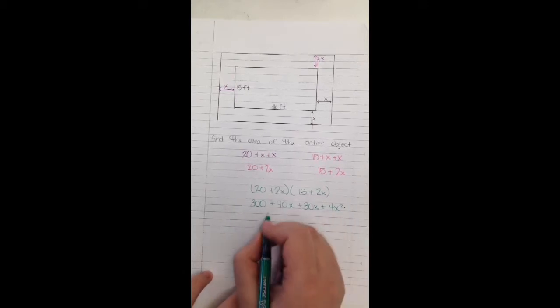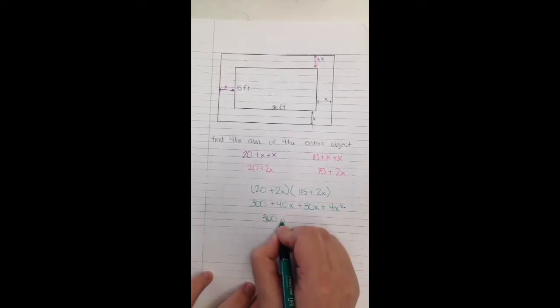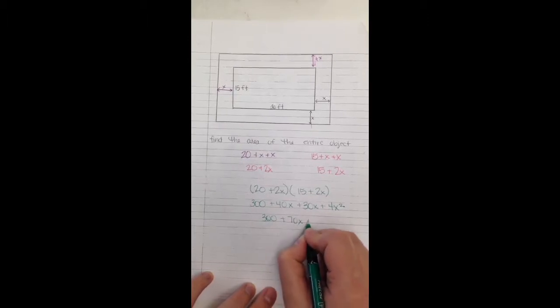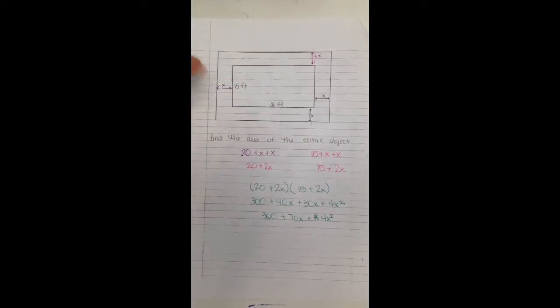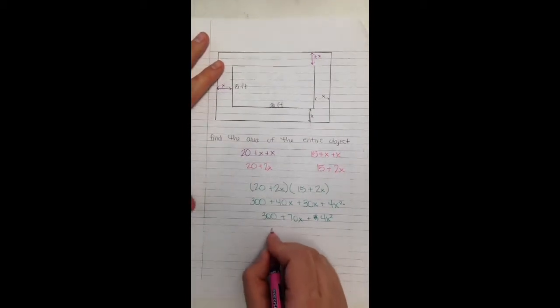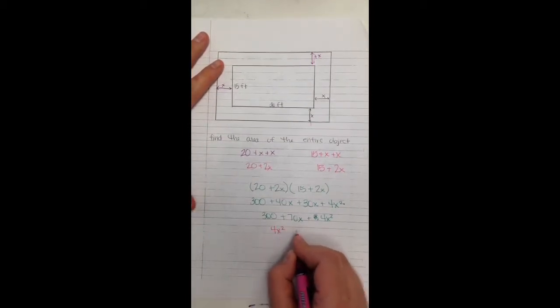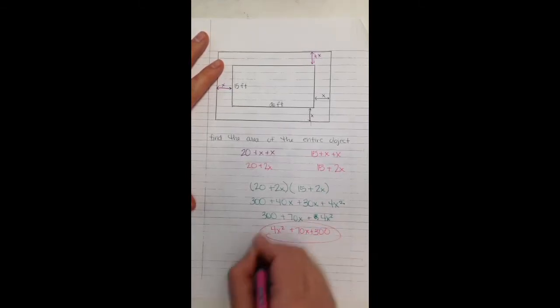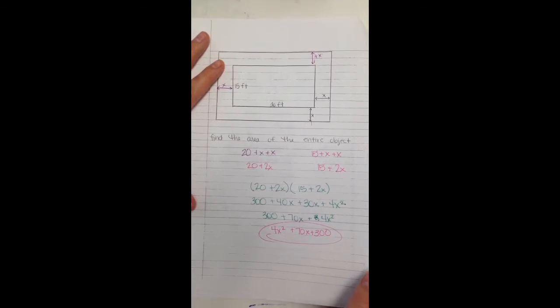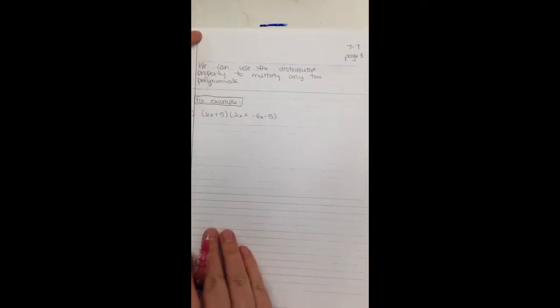So if I combine these, I get 300 plus 70x plus 4x squared. We assume that it has to be written in standard form. I'm going to rewrite it as 4x squared plus 70x plus 300, and that is the area. Turn to the next page.